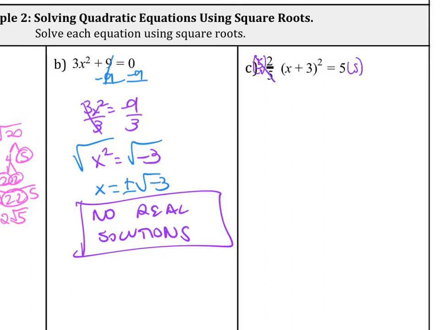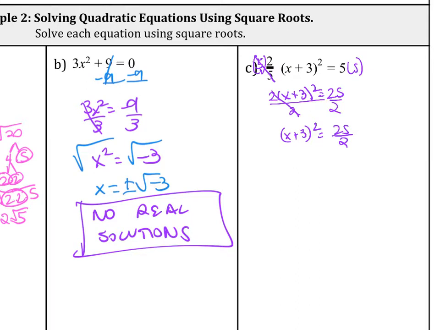So the 5 clears from that side, and so the left side is now 2 times x plus 3 squared equals 5 times 5, which is 25. Then we can divide by 2 in order to isolate that squared value. So we have x plus 3 squared over, and then let's leave it as 25 over 2, okay?